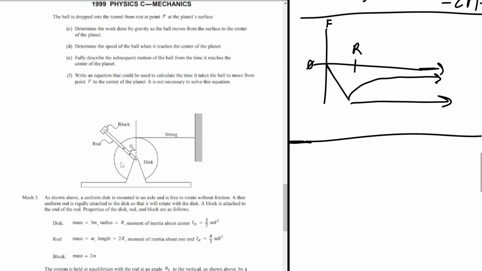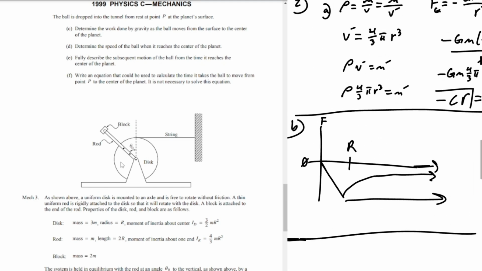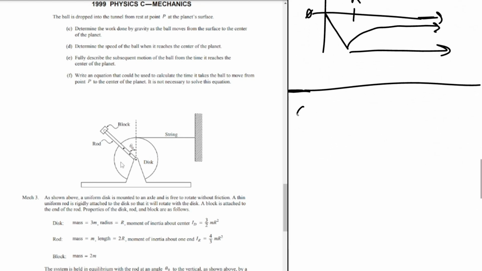So the ball is dropped into the tunnel from rest at point P at the planet's surface. Determine the work done by gravity as the ball moves from the surface to the center of the planet. Okay, so what they're kind of baiting us to do here, was that question B? Yeah, here's B. What they want us to do here is use the work integral, right? Because negative CR is not a constant force. That's not constant.